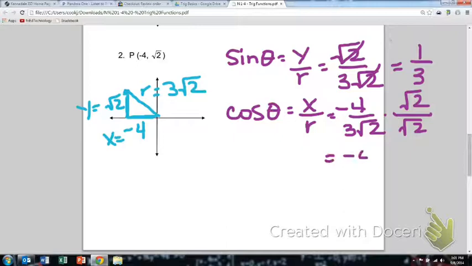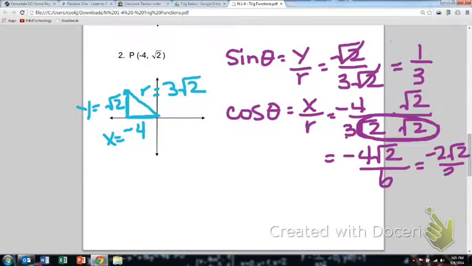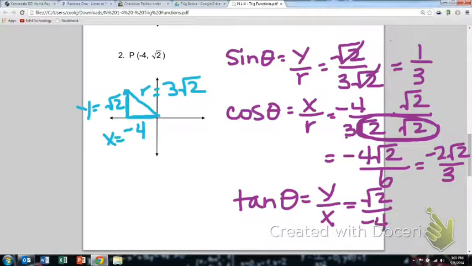So in this case, on the top, we'd get -4 square root of 2. And on the bottom, we would get 3 times 2, because when you multiply the square root of 2 by itself, it becomes 2. And then there's a 3 on the bottom also. And then you can reduce that. And then tangent would be y over x. So square root of 2 over -4. Right, and you can't reduce that. I know you might be tempted to, but you can't reduce the number inside a radical with one that's outside of a radical. All right, there, you can't reduce that.